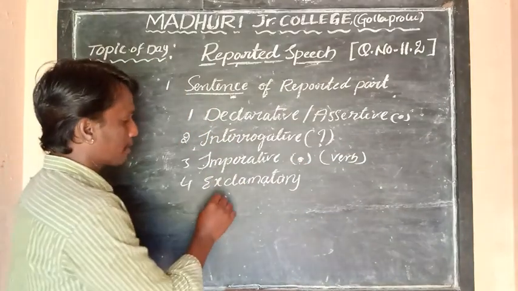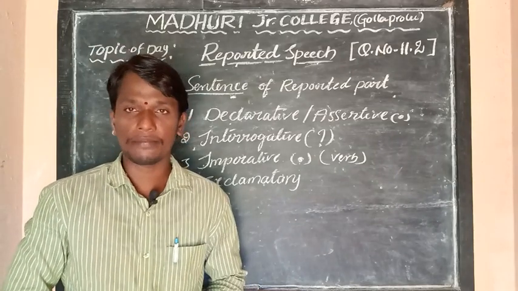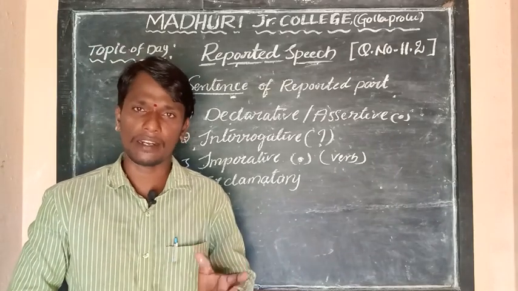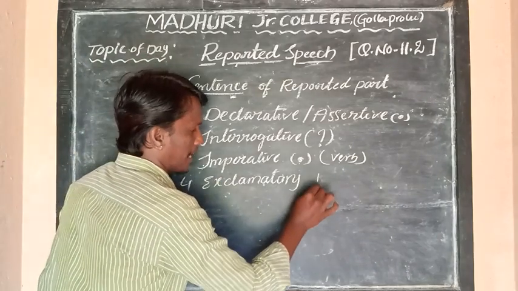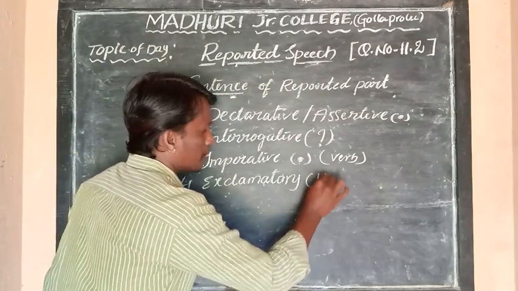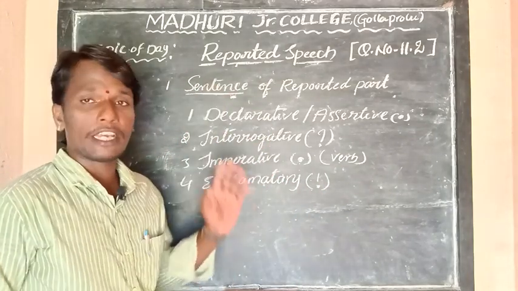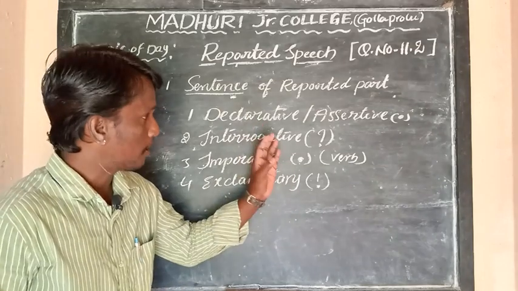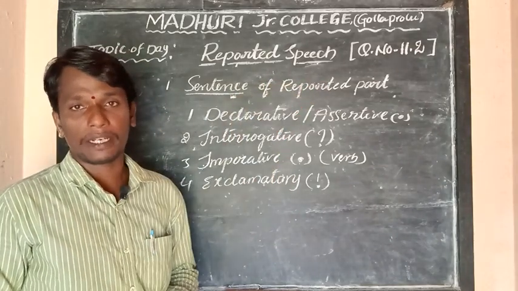And finally, exclamatory sentence: a sentence that expresses sudden feelings, emotions, fear, horror, all these things. An exclamatory sentence normally ends with the exclamatory mark. Now, if you want to change this direct speech into indirect speech, first of all, you need to focus on what kind of sentence the given reported part is.